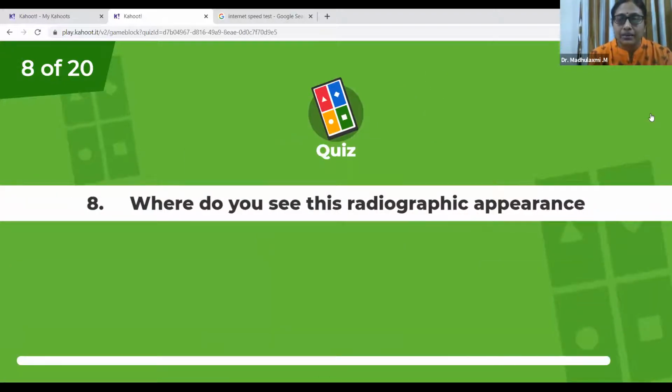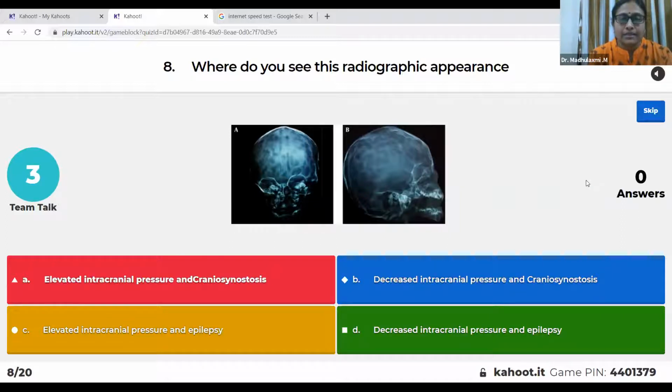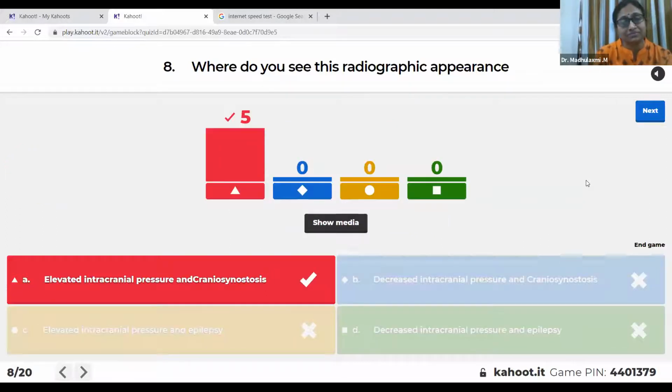Where do you see this radiographic appearance? Do you see this in elevated intracranial pressure and craniosynostosis, decreased intracranial pressure and craniosynostosis, or elevated intracranial pressure and epilepsy?